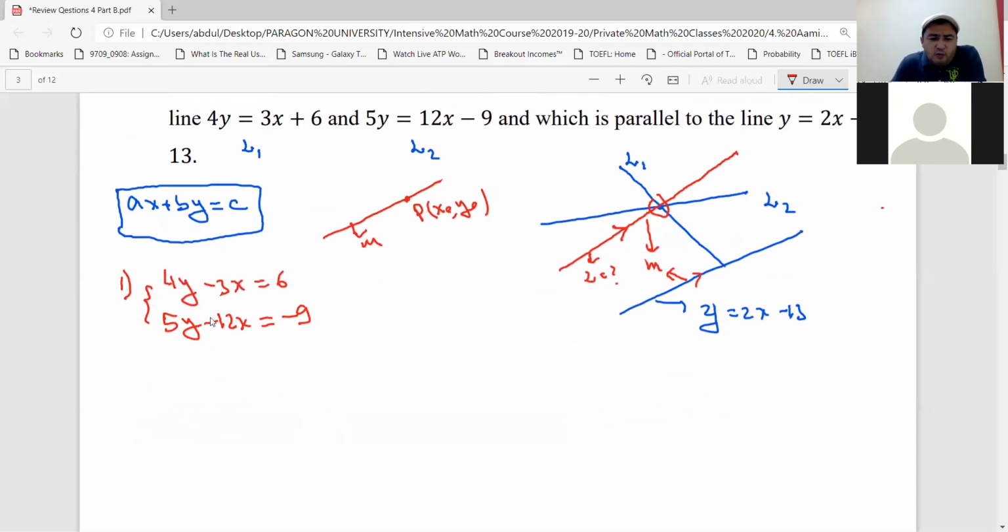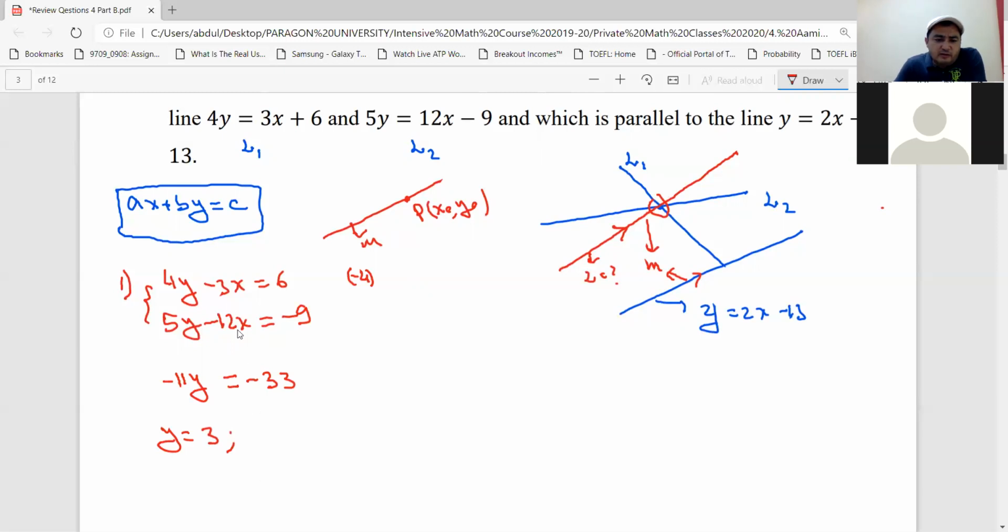So let's first find y because it's easy to equalize the coefficients of x. So if you multiply the first equation by negative 4, here we have negative 16y, and adding 5y, here we have negative 11y. And multiply negative 3 by negative 4, it is 12. 12 plus negative 12 is equal to 0. On the right-hand side, negative 4 times 6, that is negative 24. Negative 24 plus negative 9, that is negative 33. So from here, y is equal to 3.